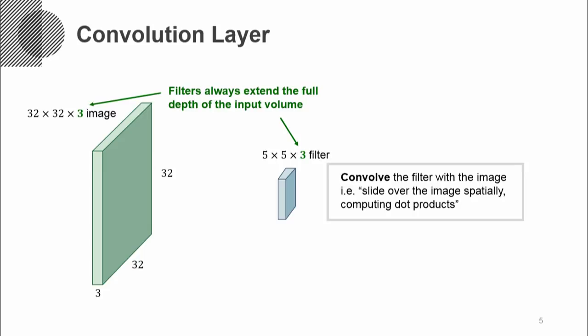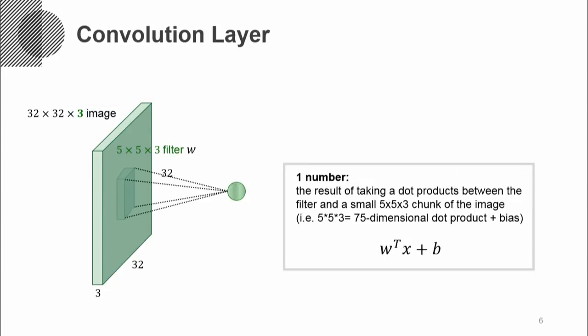This is our convention: we always think of our convolution filter as having the same depth as the input image depth. That way we always assume that our filters always extend the full depth of the input image volume.